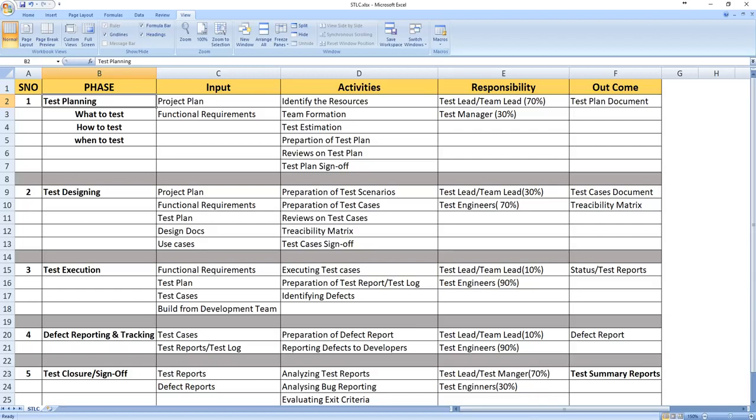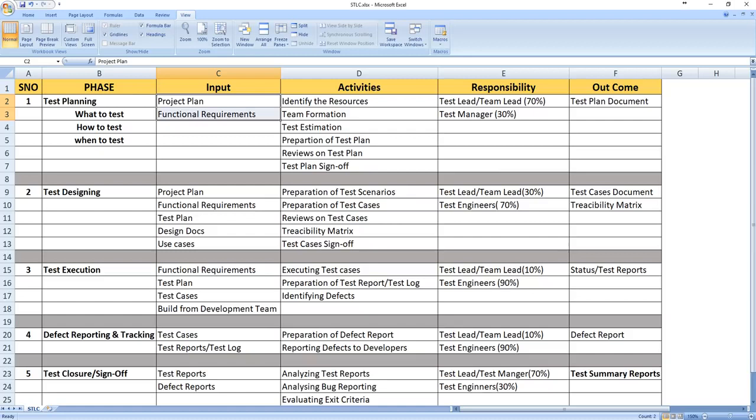So, project plan and functional requirements. These two are the input documents. The project plan is already there, created by the project managers. The functional requirement is nothing but the FRS document, the functional requirement specification, or user requirement specification, or system requirement specification, SRS. So all are the same documents. The functional requirement document is an input for test planning.